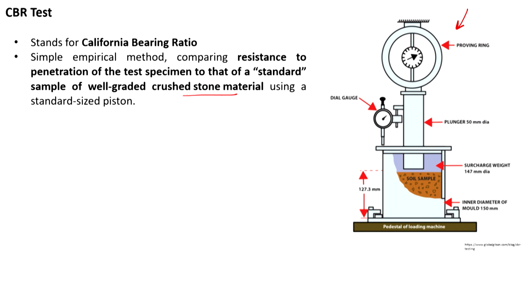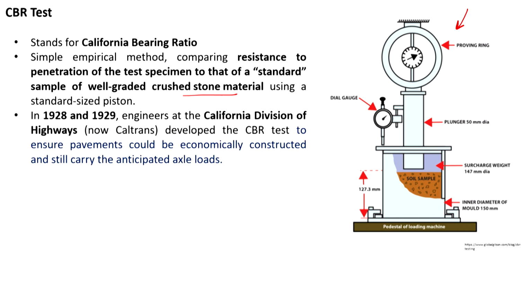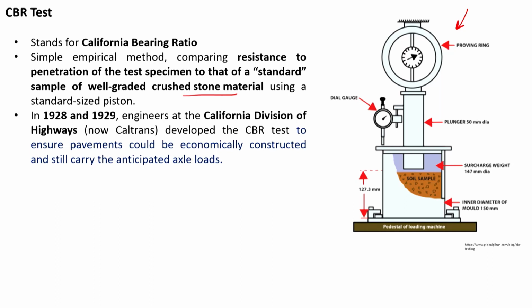that we are seeing the strength of a particular material in comparison to the strength of a standard material that has already been tested and whose standard values are usually known. Around 1928 and 29, the engineers at the California Division of Highways, which is now called Caltrans, developed this particular test, the CBR test, so as to ensure that pavements could be economically constructed and would still carry the anticipated axle load.